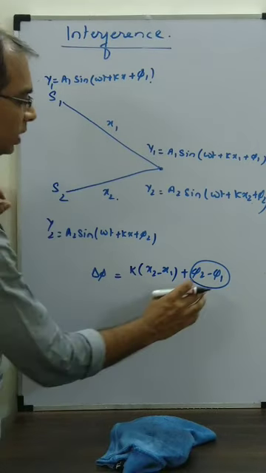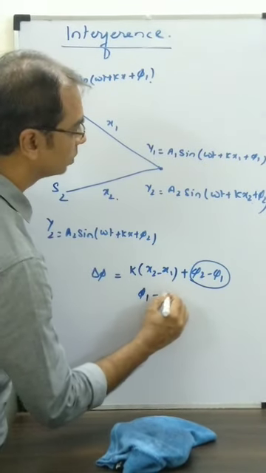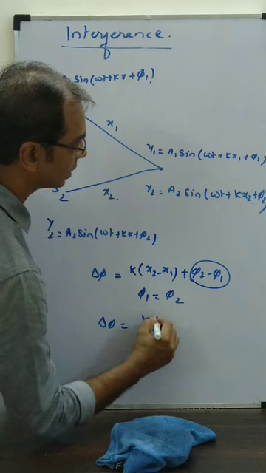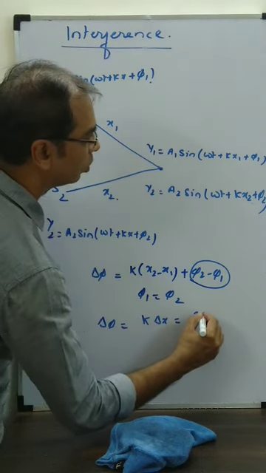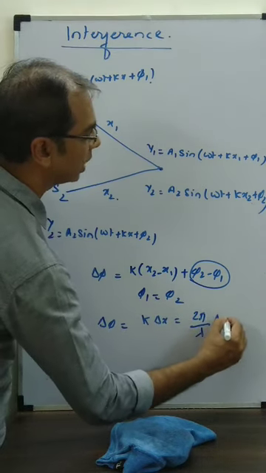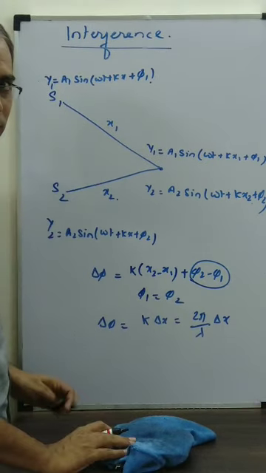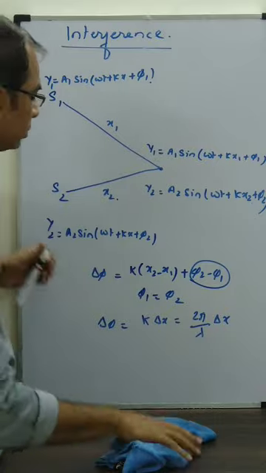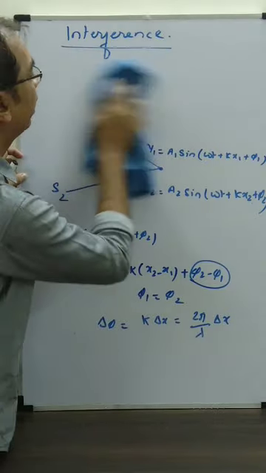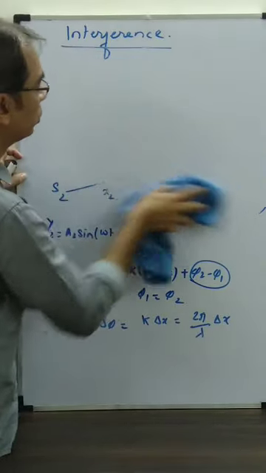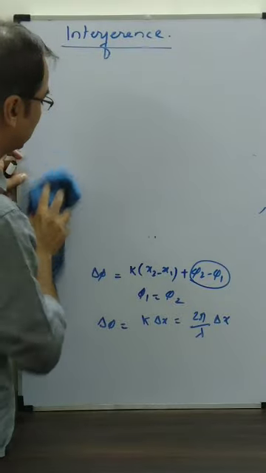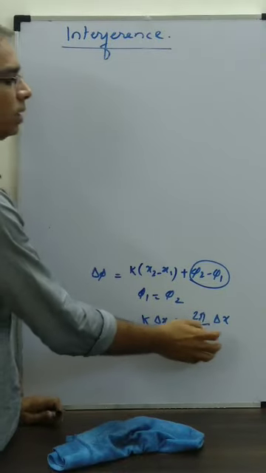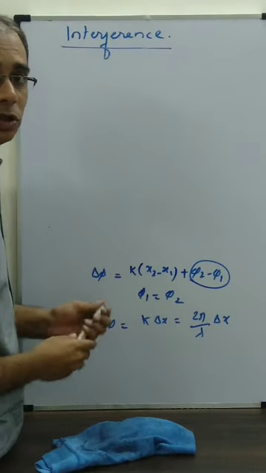Okay, so let's say phi1 equal to phi2, so then delta phi equal to k delta x, which you can write as 2 pi by lambda into delta x, as we know that this k is the propagation constant, whose value is 2 pi by lambda. Okay, so now when we have found that the phase difference is due to the path difference in this case, then the condition of constructive and destructive interference we can write in terms of path difference also.